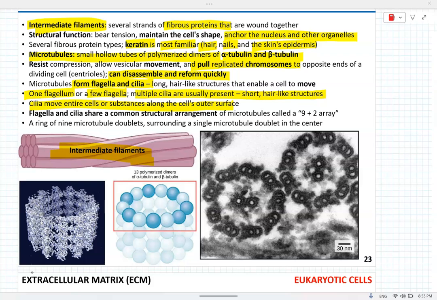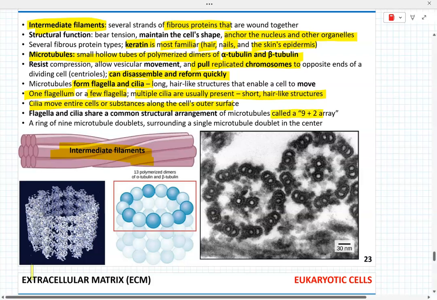So both flagella and cilia have a similar structural organization of microtubules. It's called the 9+2 array. A ring of 9 microtubule doublets surrounds a single microtubule doublet in the center of the ring.